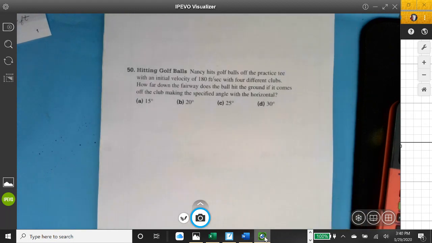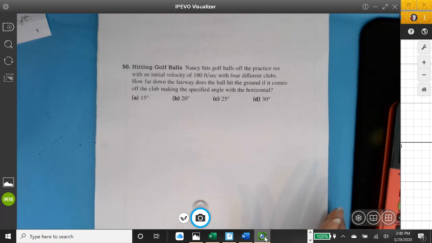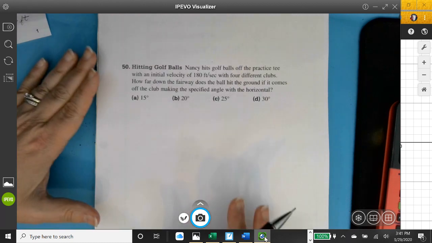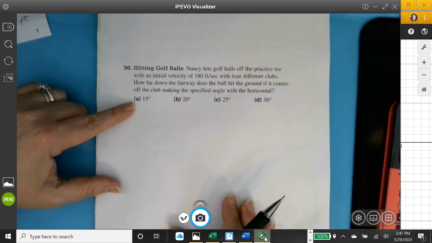Okay, so Nancy hits golf balls off the practice tee with an initial velocity of 180 feet per second with 4 different clubs. How far down the fairway does the ball hit the ground if the club is making the specified angle with the horizontal? So I'm just going to do one of them for you so that you can set up all the rest, okay? All right, so the first one is 15.